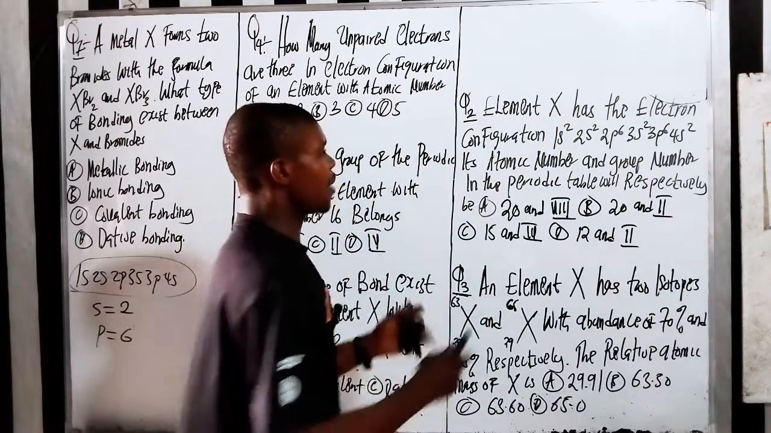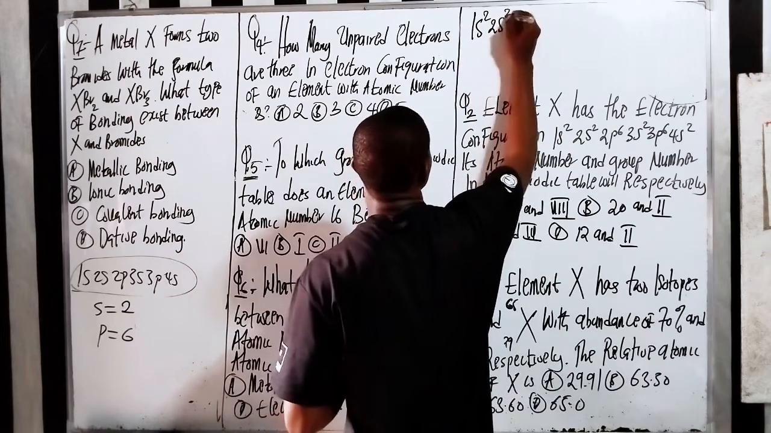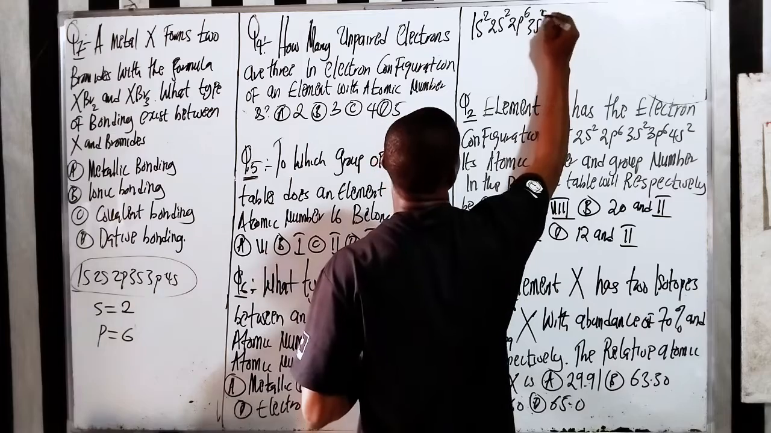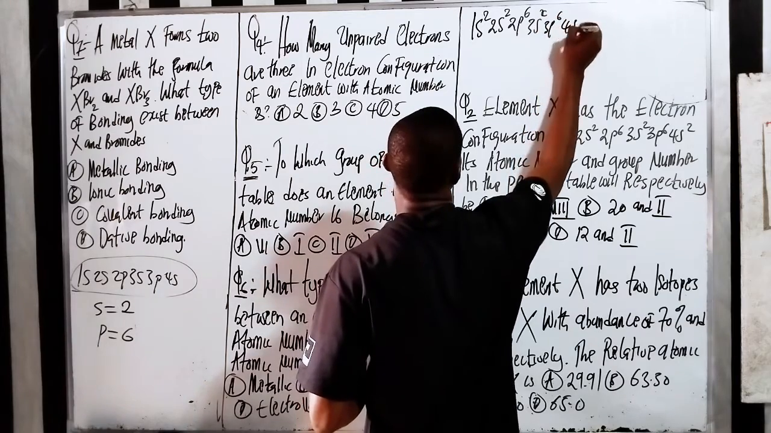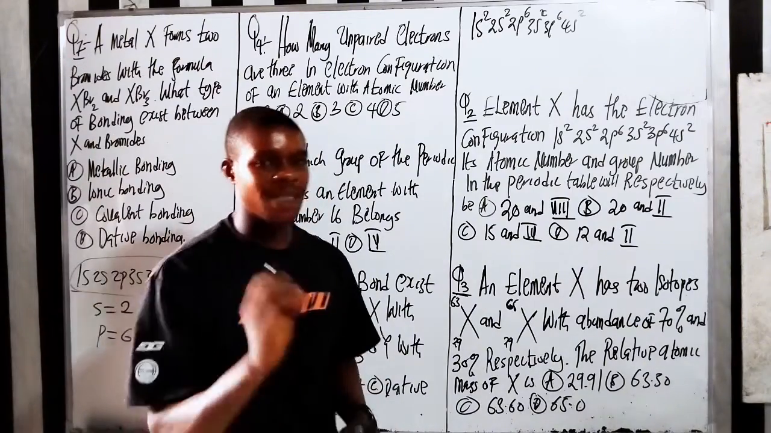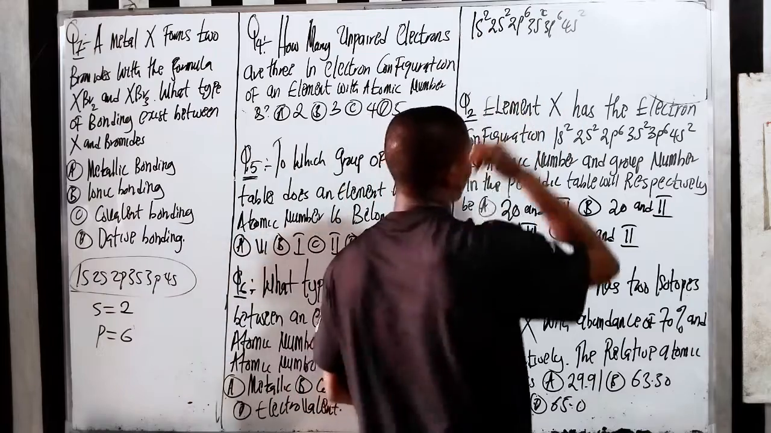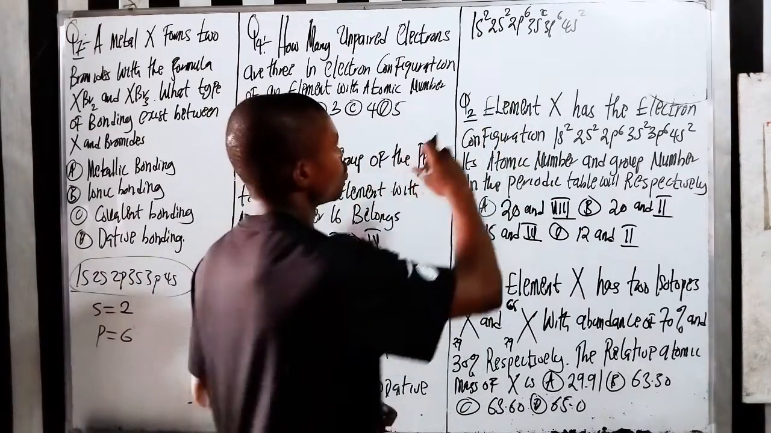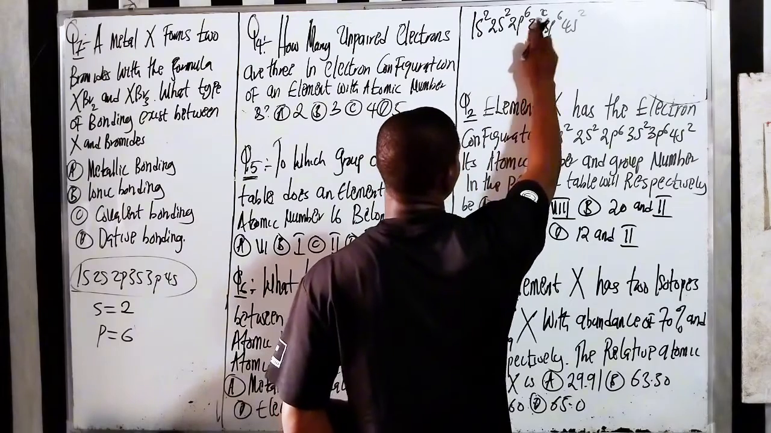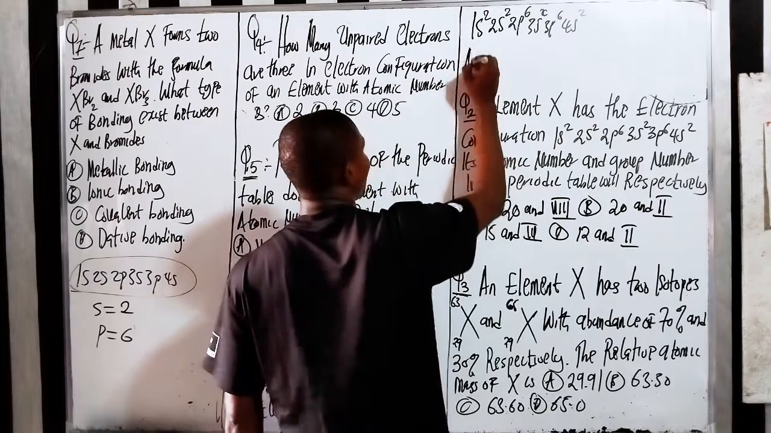Okay, now here we have the electron configuration: 1s2, 2s2, 2p6, 3s2, 3p6, 4s2. First of all, let's get the atomic number. Please pay close attention. The atomic number is what you get when you sum everything together. So we have 2 plus 2 plus 6 is 10, plus 2 is 12, plus 2 plus 6 is 20. So the atomic number is 20.